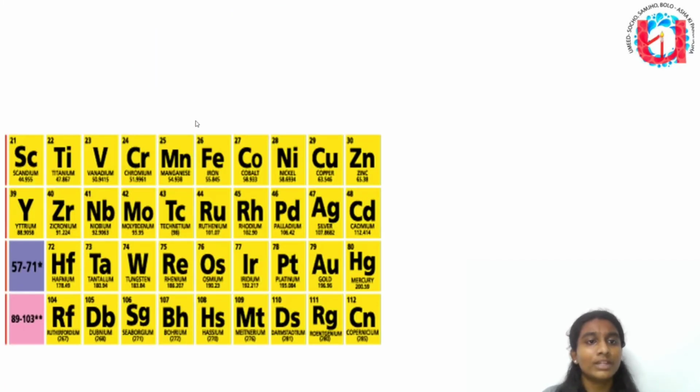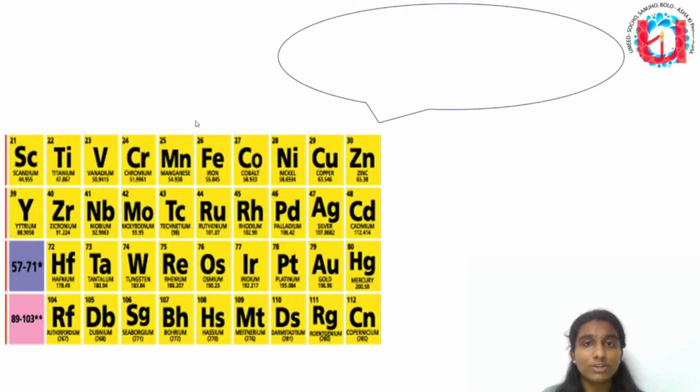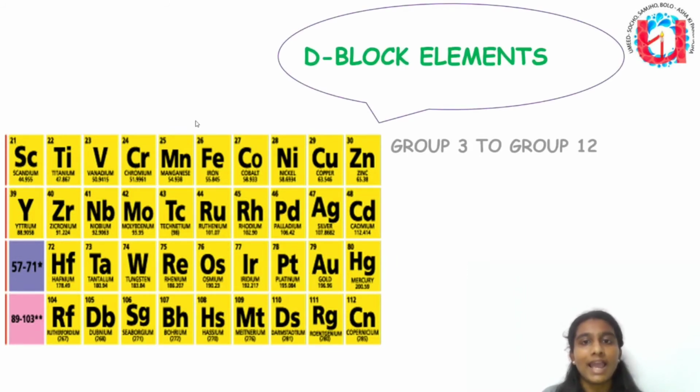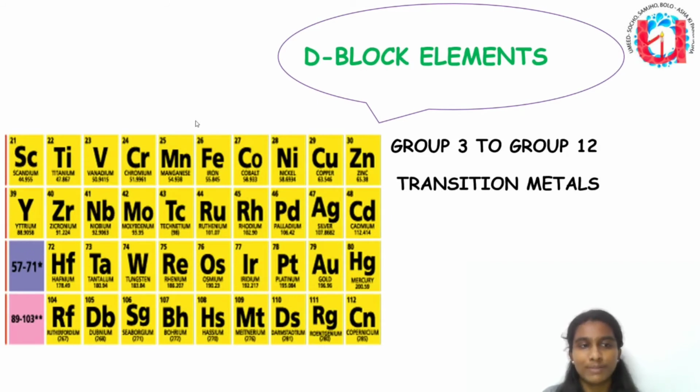Now, this middle one is found in the midpoint of the periodic table. That is, it is found in the middle part of the periodic table, and this is called the D block elements. It consists of elements from group 3 to group 12, and they are said to be transition metals.